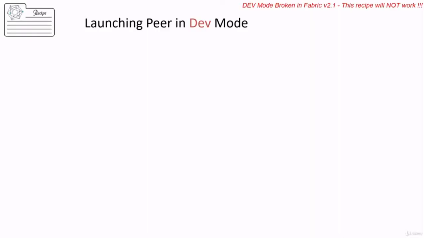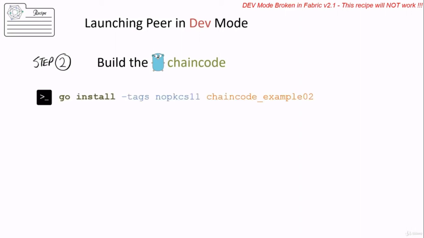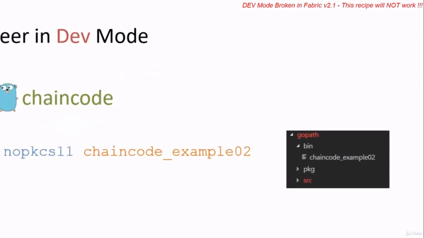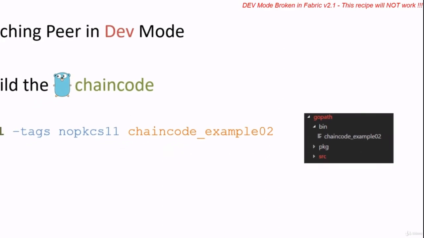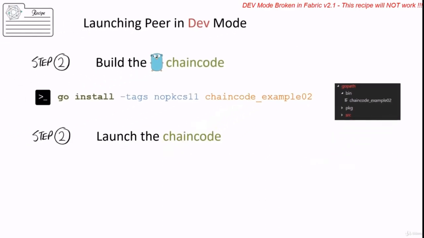As part of step 2, we need to carry out 2 actions. The first one is to build the chain code, and to build the Golang chain code example02, we will use the command go install. Once this command is executed successfully, the binary for the chain code example02 will be generated under the subfolder bin under GOPATH. The next thing we need to do is launch this chain code.